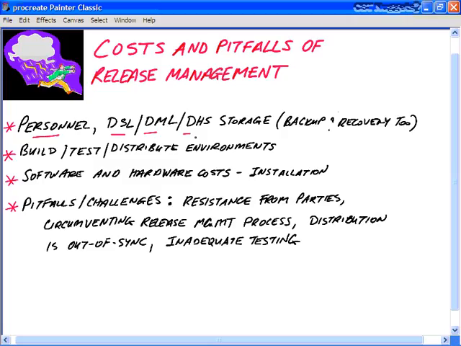There's the cost of building and testing environments and distribution environments. All of those things have costs associated with them that need to be taken into consideration. There's, of course, if you're purchasing the software from a vendor, third-party software, the cost of the software and the licensing. If it's hardware you're purchasing, which you usually are, the cost of the hardware as well as the installation. Typically, the cost for installing hardware is greater than the cost for installing software.